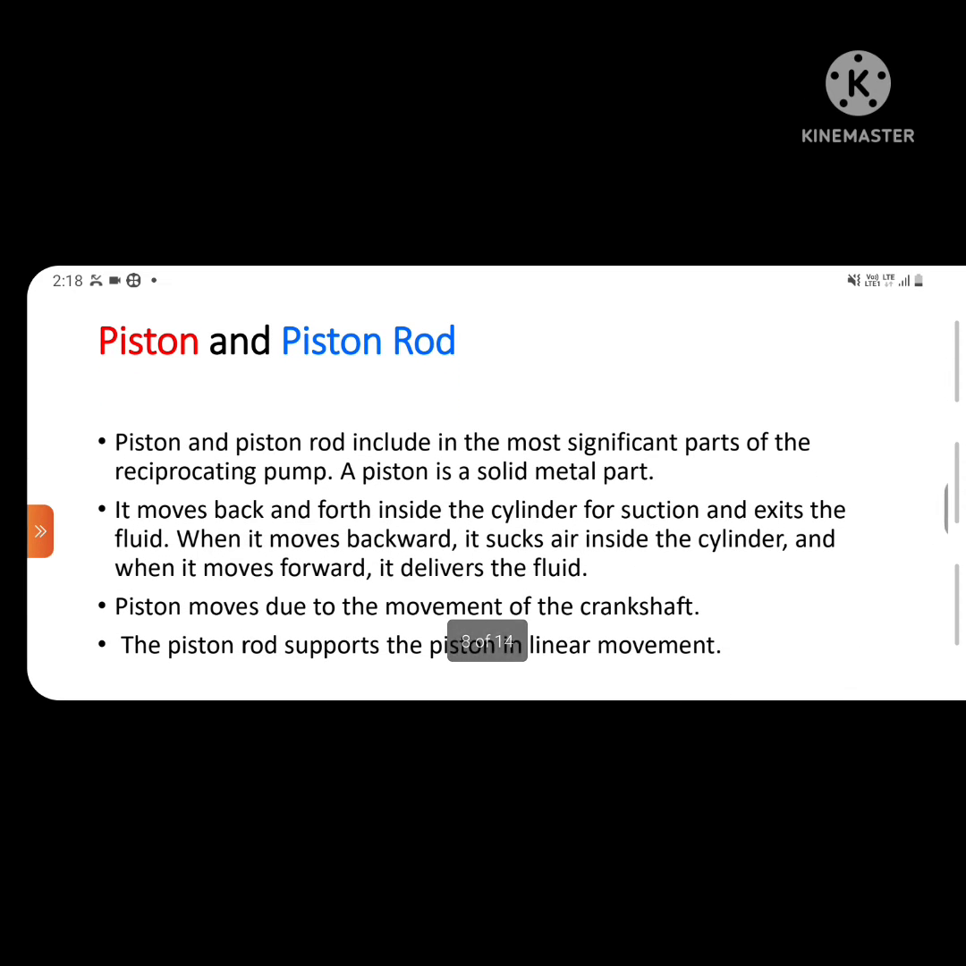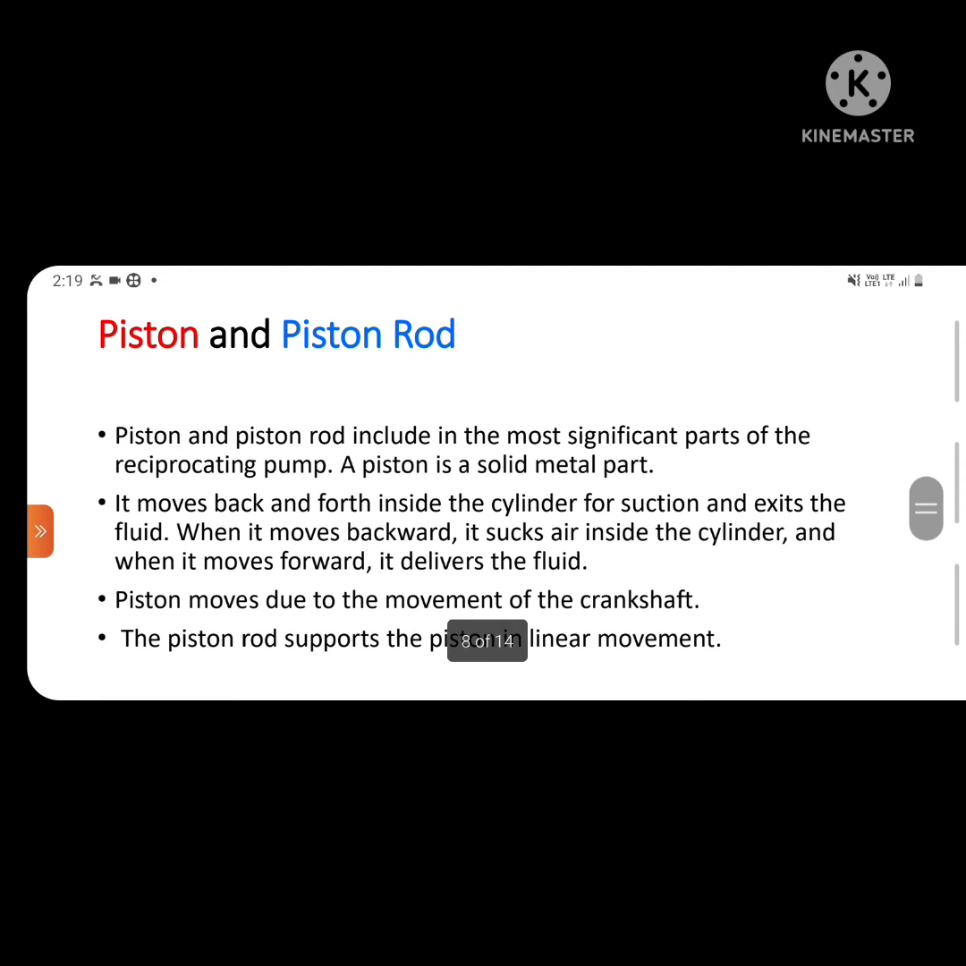Another important part is the piston and piston rod. The piston and piston rod form the most significant part of the reciprocating pump. The piston is a solid metal part. It moves back and forth inside the cylinder for suction and exit of the fluid. When it moves backward, it sucks the fluid into the cylinder, and when it moves forward, it delivers the fluid.